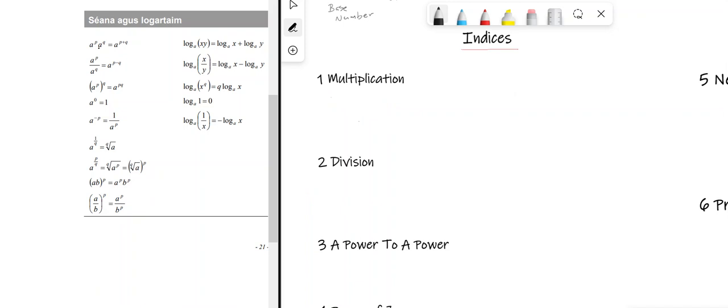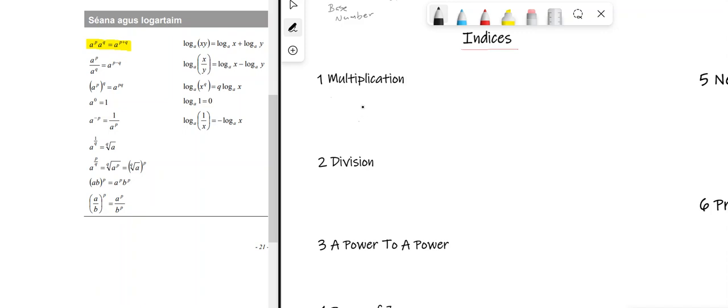So we have these rules here, and we're going to look at some of them. The first rule is this one here, the multiplication rule. Basically what this says is a to the power of p multiplied by a to the power of q is equal to a to the power of p plus q. So what would that look like?